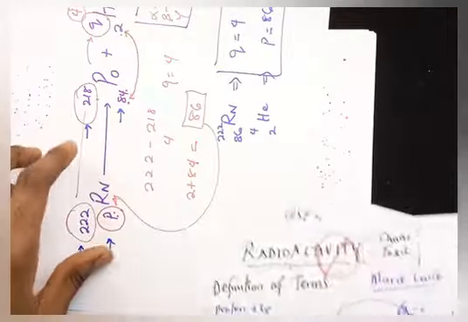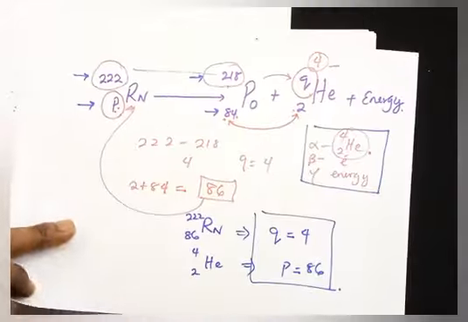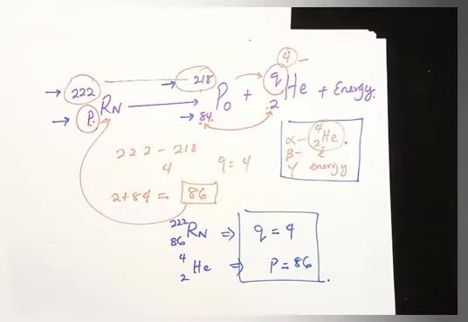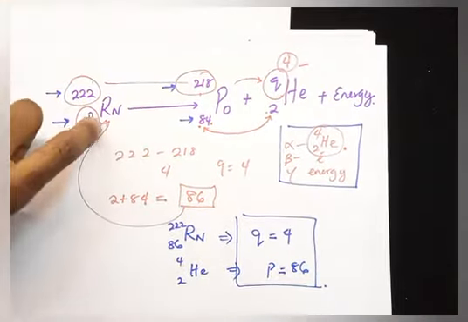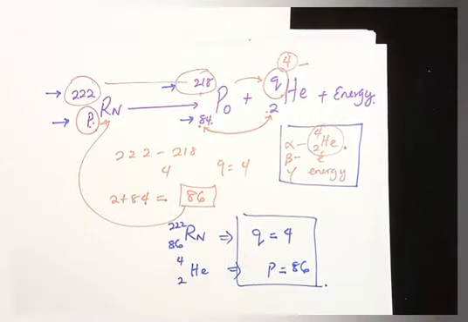Finally, we looked at calculations based on radioactive rays, and how by finding the mass number and the atomic number we can look for P and Q in different questions.